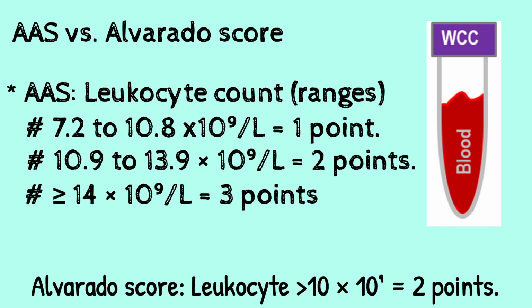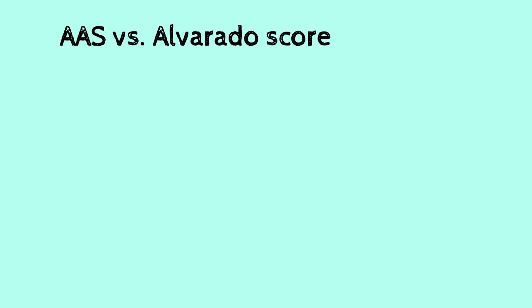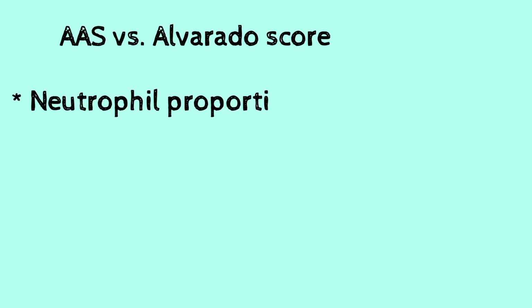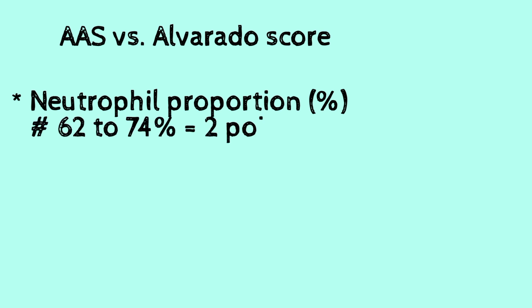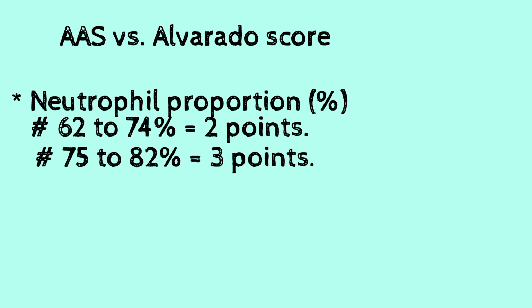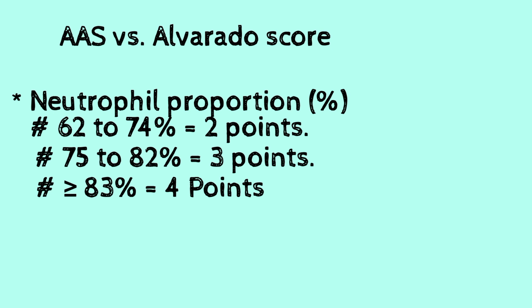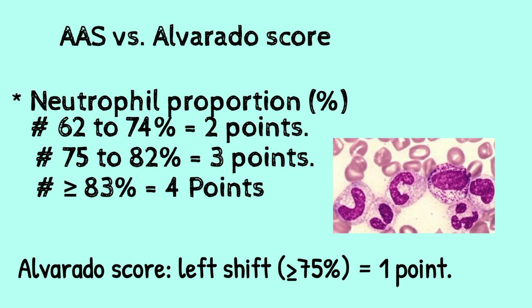The predominance of neutrophils in the peripheral smear is divided into three ranges in the Adult Appendicitis Score. 62 to 74% scores 2 points, 75 to 82% scores 3 points, 83% and greater scores 4 points. In the Alvarado Score, a left shift of 75 or more neutrophils scores 1 point.